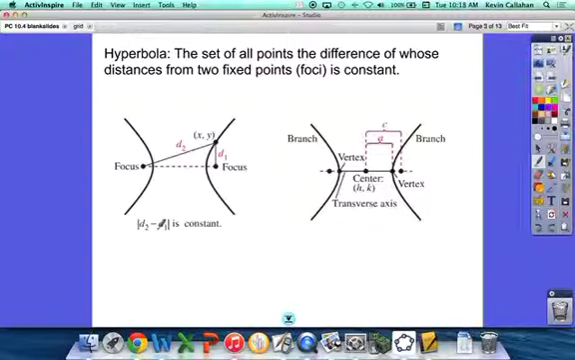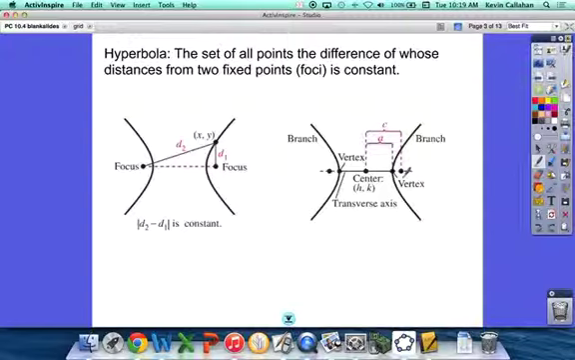So there's two branches. Each one has a focus which is inside, kind of like a parabola. Each one has a vertex right where you expect to see a vertex on a parabola. And, you know, (h, k) still means the center, like it did with an ellipse. A is the distance from the center to the vertex, just like it was in an ellipse. And C is the distance from the center to the focus, just like it was in an ellipse. What's the difference between an ellipse and a hyperbola? They've reversed their position, right?